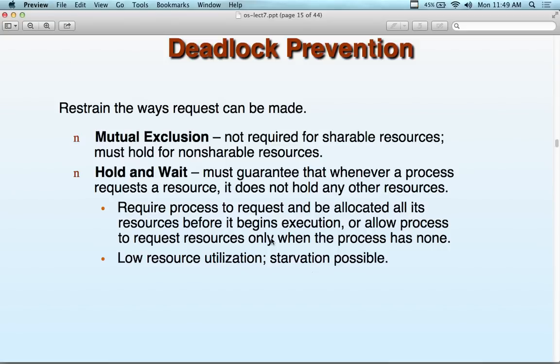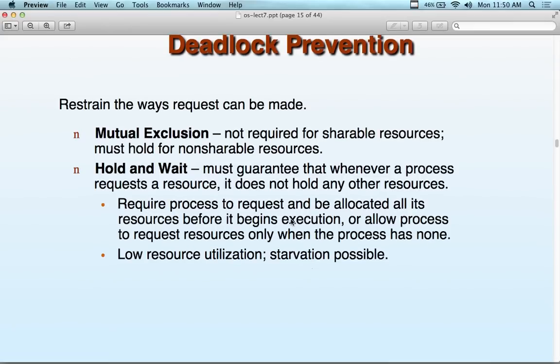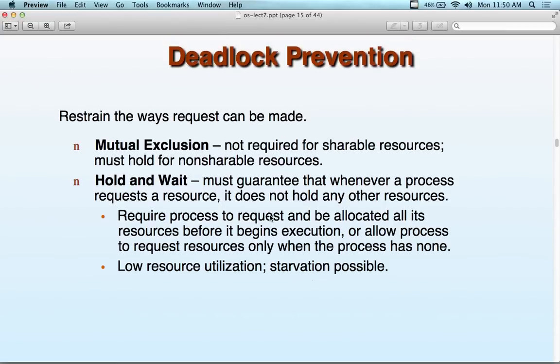So it requires a process to request and be allocated all of its resources before it actually begins its execution, or allow the process to request resources only when the process has none and it's able to request a resource. So what does this lead to? Low resource utilization and starvation. If you can only use one resource at a time, then you've got the situation in which you're taking a resource, using it, creating some temporary information from it, and then using another resource. That's slow. You're buffering it in between, but that's really, really slow. So that's what it means by poor resource utilization. You can't use the resources that are available to you.